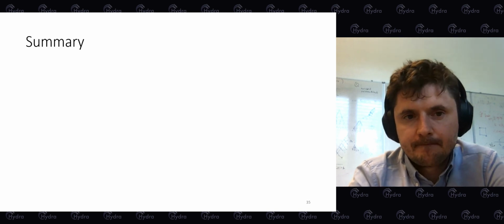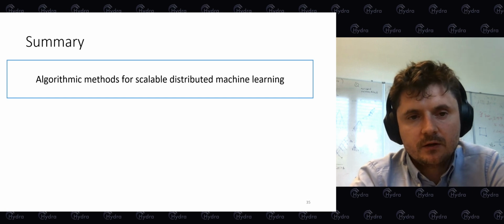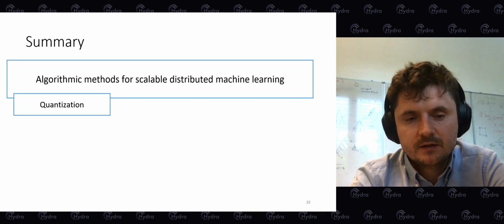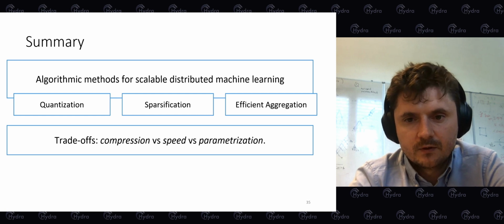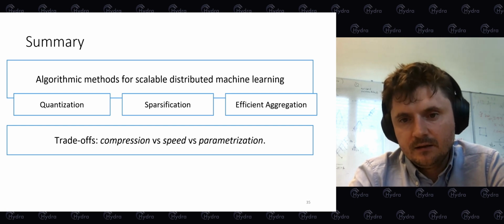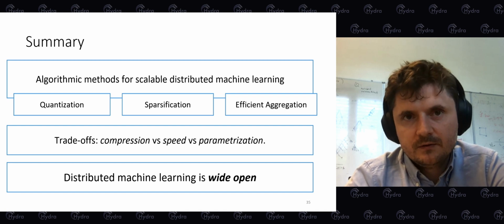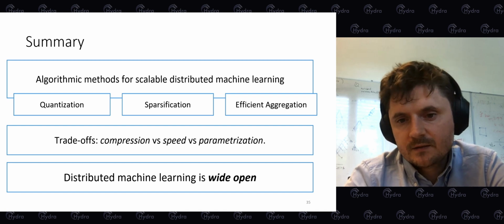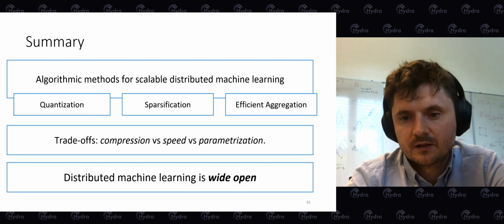Okay, in summary, I'm winding down my discussion. We talked about algorithmic methods for scalable machine learning. We discussed quantization and sparsification, but also efficient ways to implement this and deploy it in the real world. Hopefully it was clear that I'm not proposing these as a total solution to all your machine learning worries. In particular, there are trade-offs between the compression you get, the speedup it will generate, and the amount of parameterization. The thing I'd like to end on, and I'm happy to discuss more in the Q&A, is that this is a wide open area, with a lot of interesting work to do for someone interested in distributed or concurrent computing.